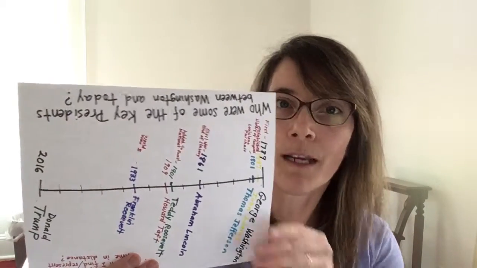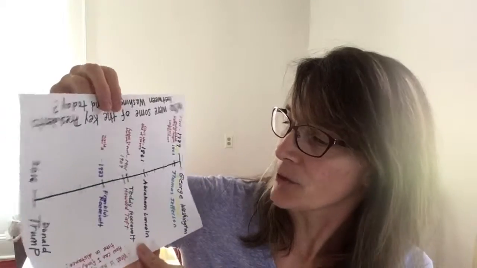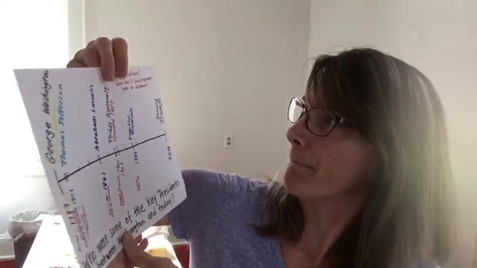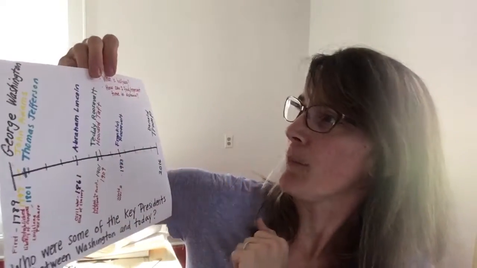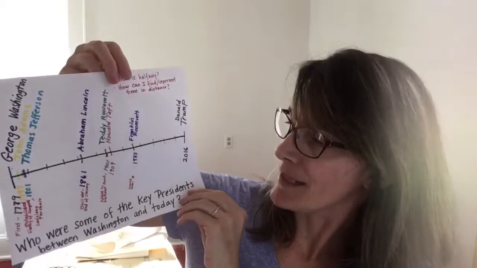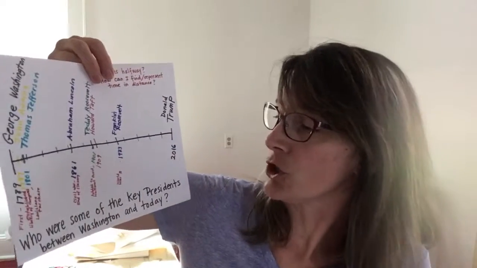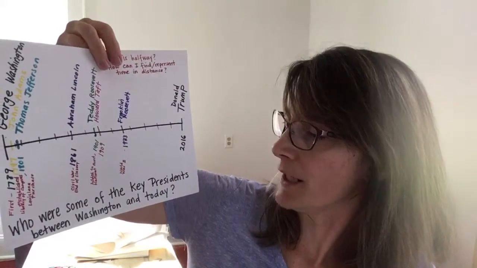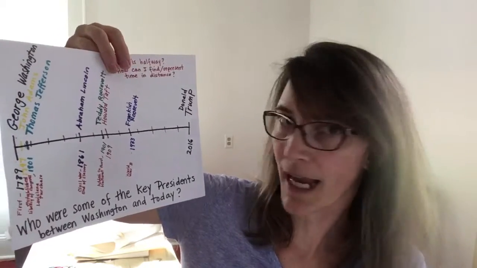Using a graphic organizer, the teacher can ask questions of the students. Oops, I had that upside down. For example, what would be the halfway point? What date would be in the center? How can I find and represent time and distance? And then the main question, who are some of the key presidents between Washington and today?